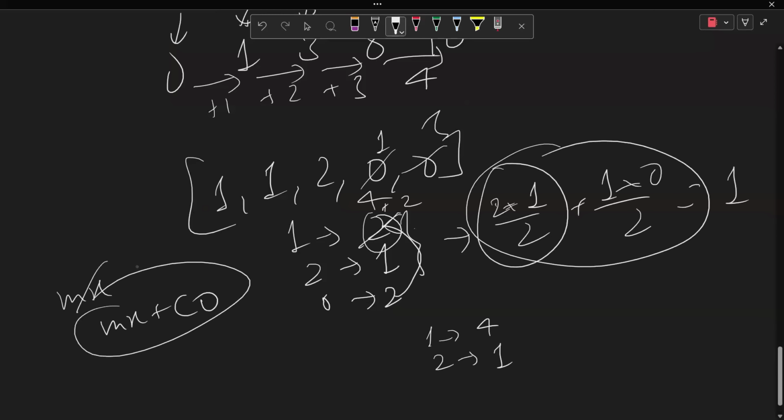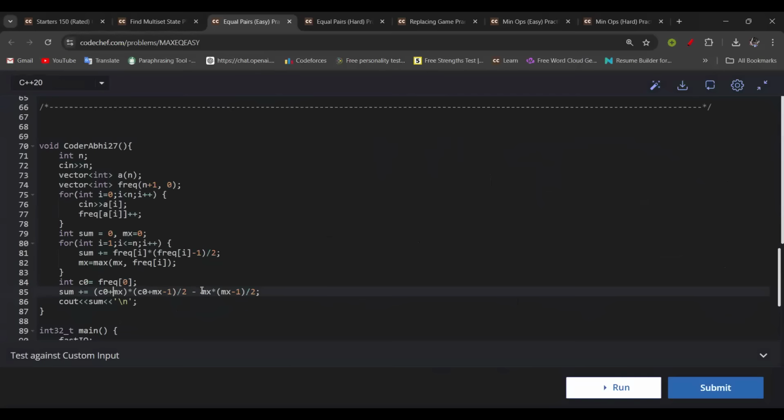So instead of this 2c2, I would remove this and add 4c2. So this 6 plus 0 would give me 6 as my final answer. So basically, I would subtract the value I get from maximum frequency, mxc2, and add c0 plus mxc2. So this value is added and this value is subtracted.